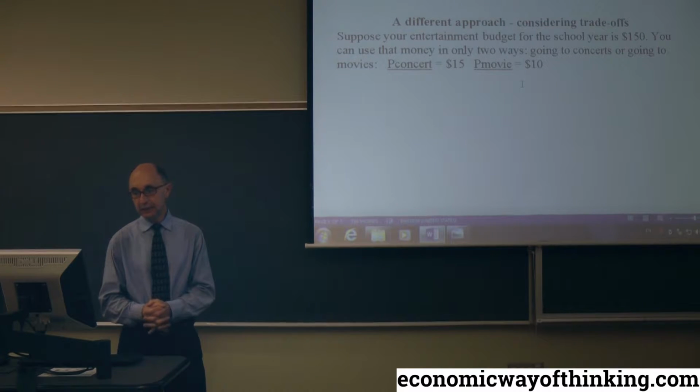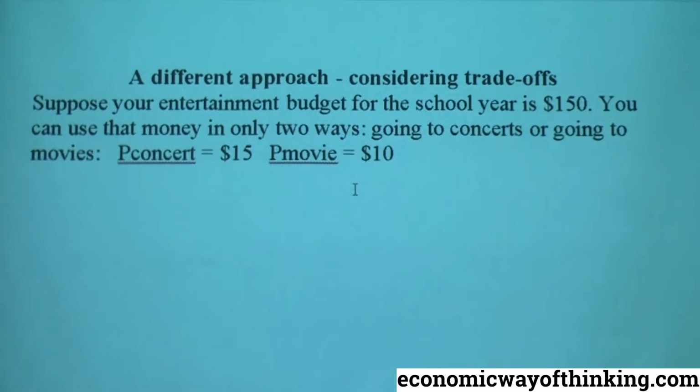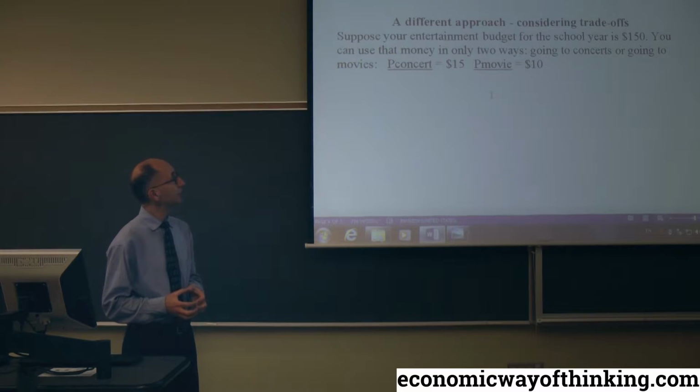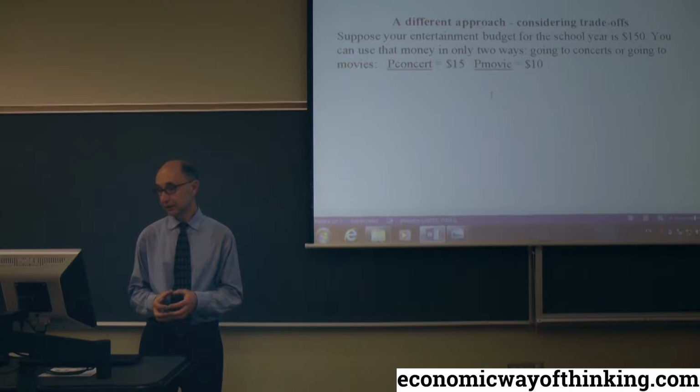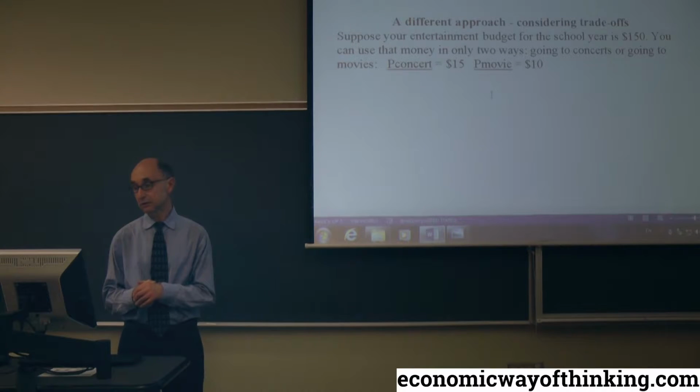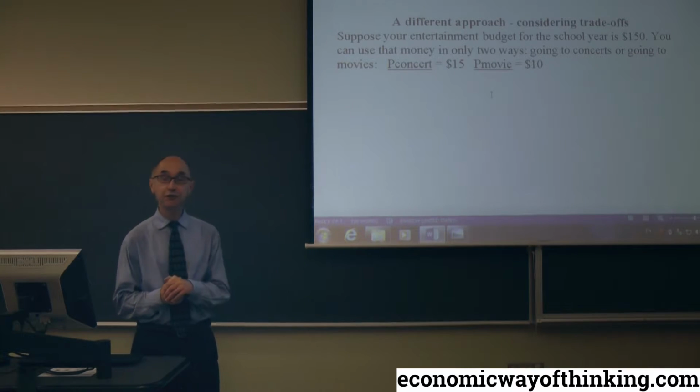So now let's look at the different combinations of those 2 goods that you could afford. So assume if you're willing to spend all your money on movies, you will be getting 15 movies. But if you're willing to spend all your money on concerts, you will be attending 10 concerts. So if you look at the prices, you will see that 2 concerts, you will trade for 3 movies.